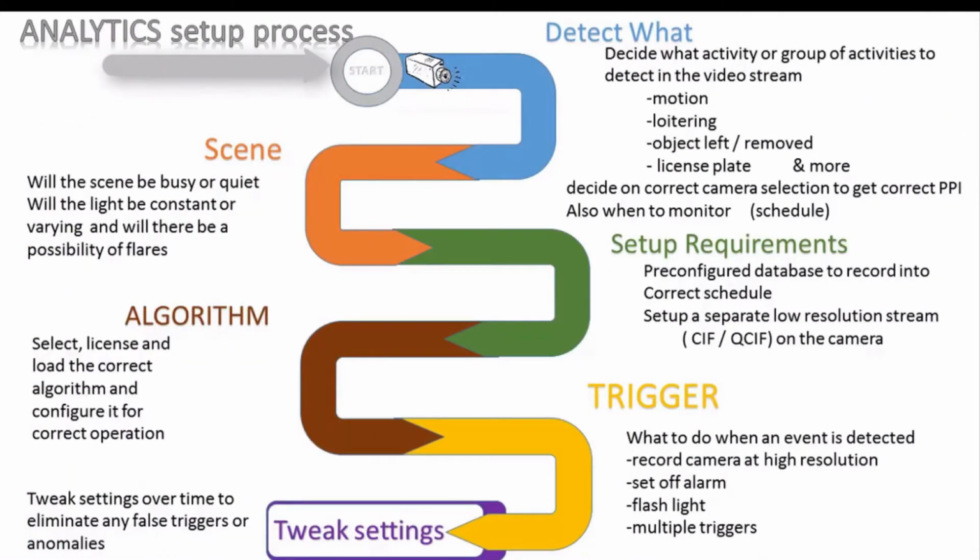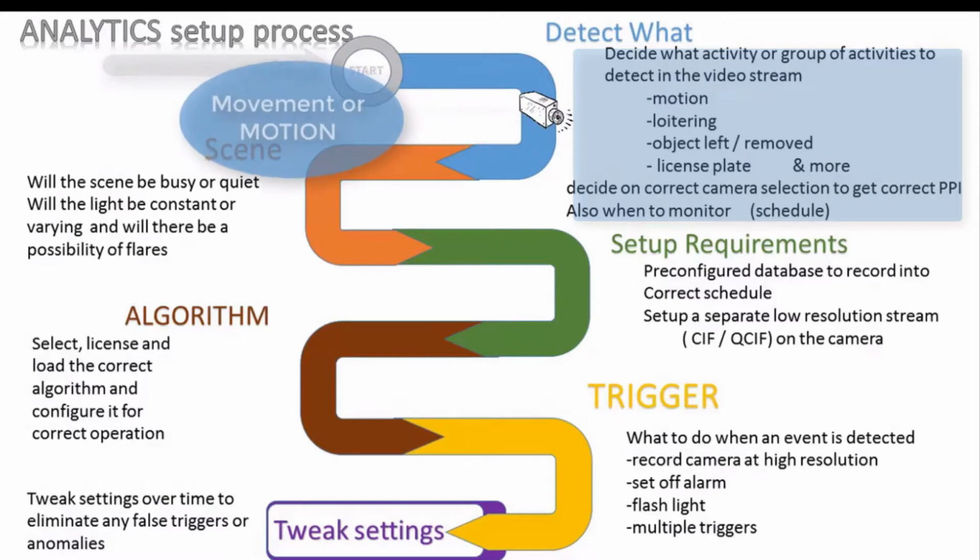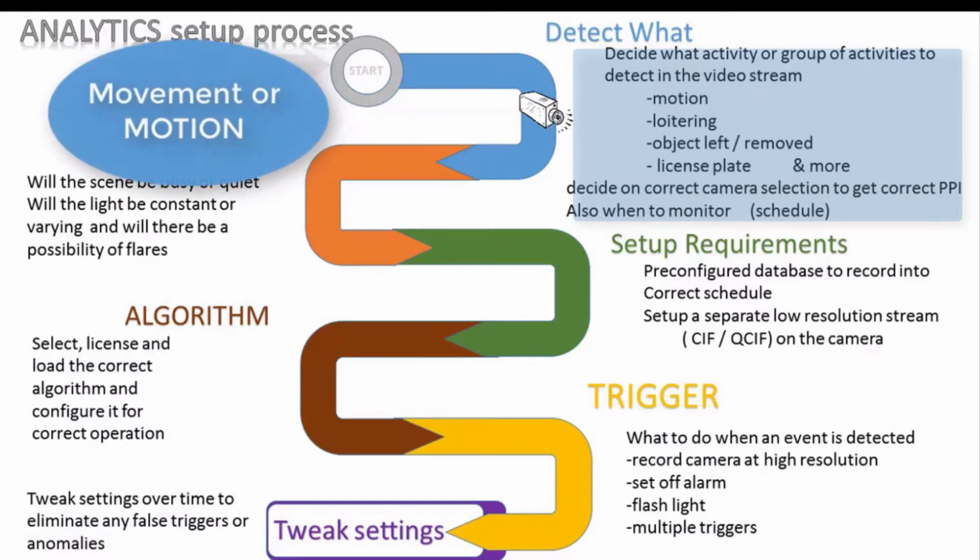The general process for selecting the correct algorithm and license to achieve the correct results is as follows. Firstly, decide exactly what it is that needs to be monitored and detected. This could be motion detection, entering and exiting an area, stopping in an area, loitering, object left or object removed, license plate recognition, line crossing, presence in an area, and many more. Check the documentation to get an idea of the possibilities.